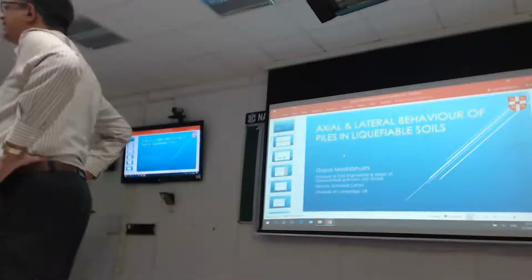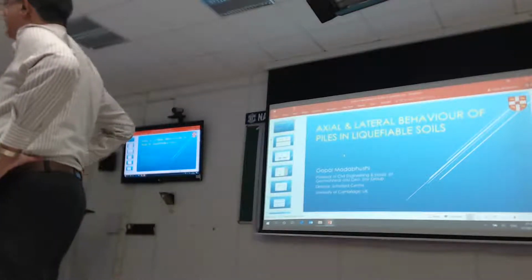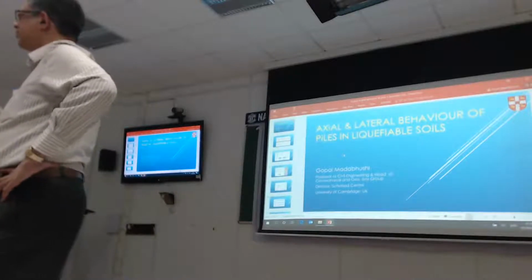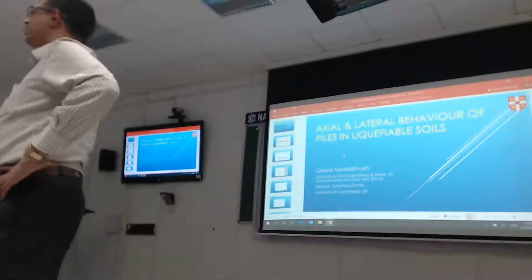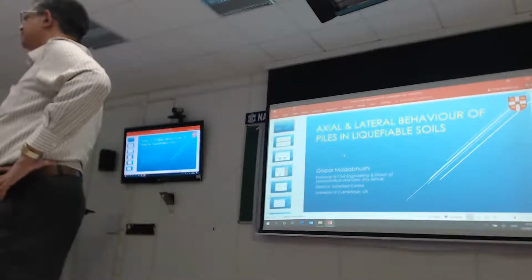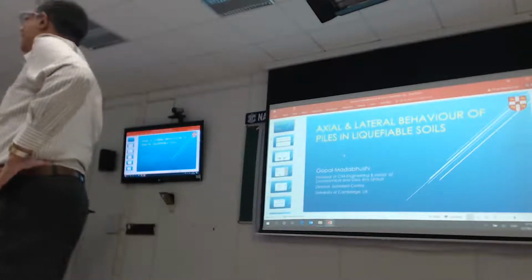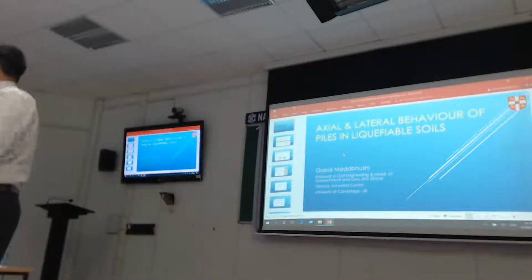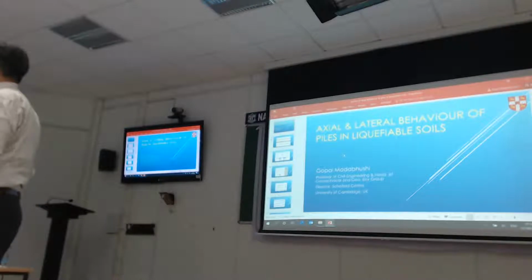Usually your L/D ratio. I think we did one calculation yesterday to call them short piles, long piles, flexible or rigid. That all comes from effective length over diameter. So you can have some L/D less than 5 being short, and L/D greater than 10 being long, that kind of thing.